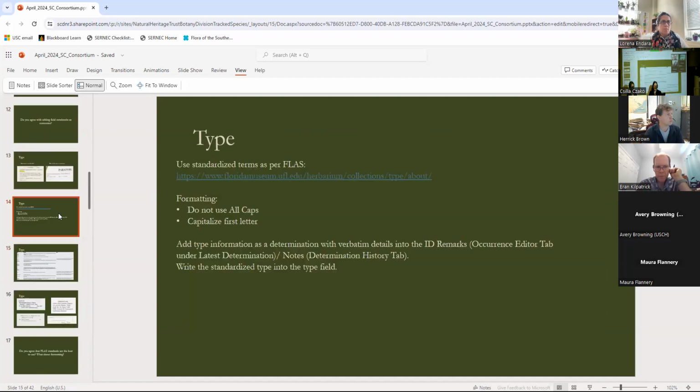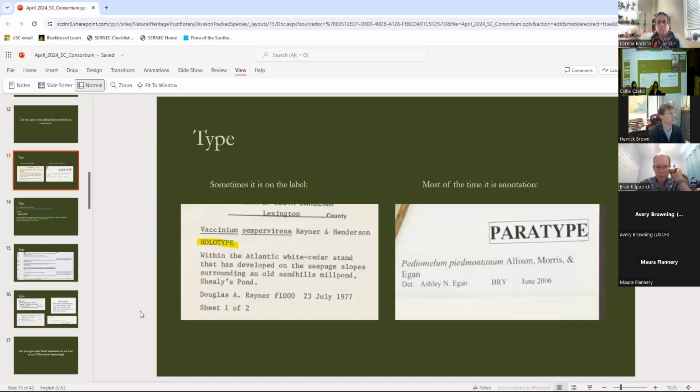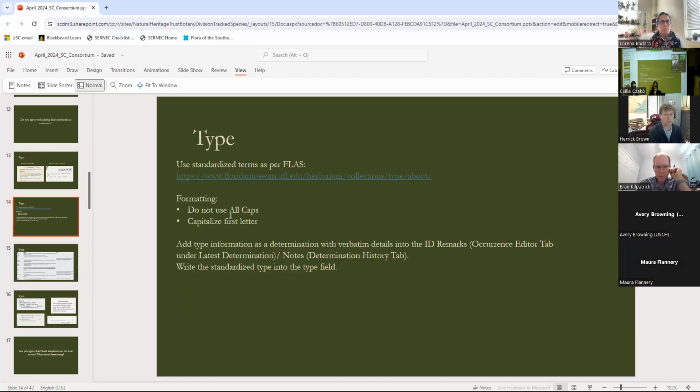So we use the standardized terms as per class. And we use the formatting, do not use all caps. So even though they wrote it in all caps, we just capitalize the first letter. And then we add the type information as a determination with the verbatim details and ID remarks under the occurrence, under the tab, under latest determination. And then we write the standardized type into the type field.